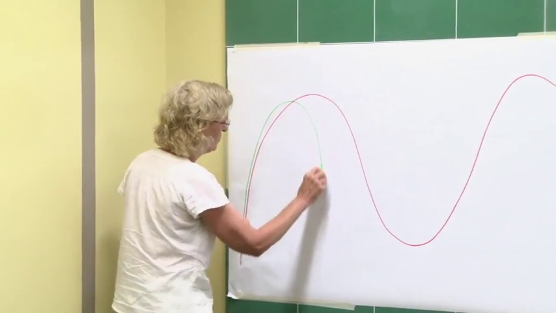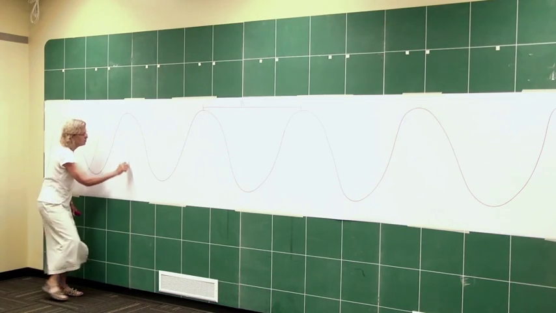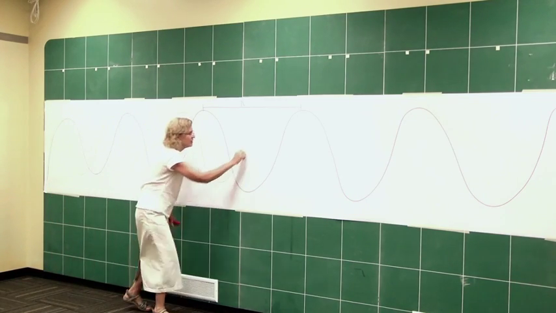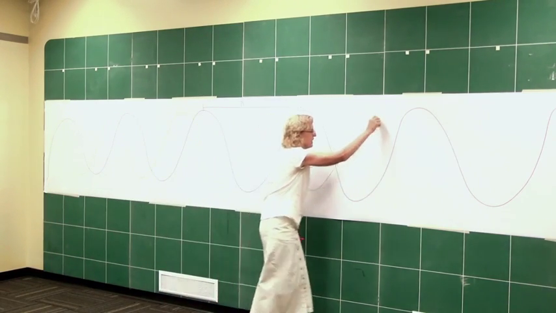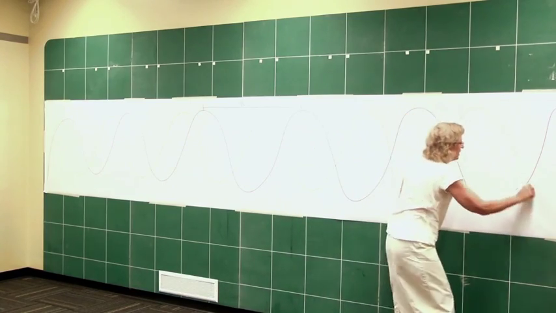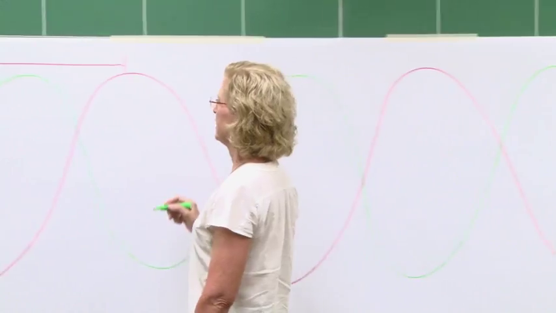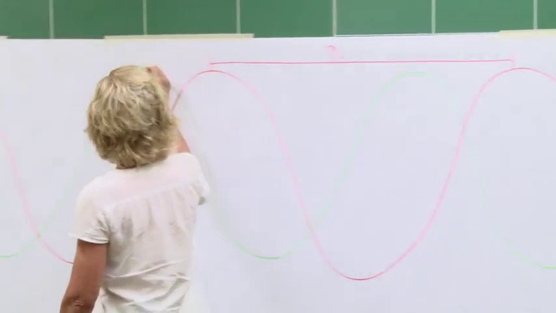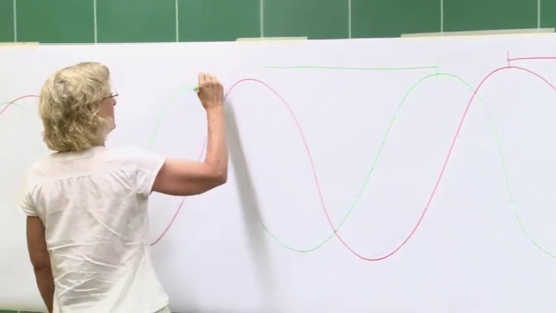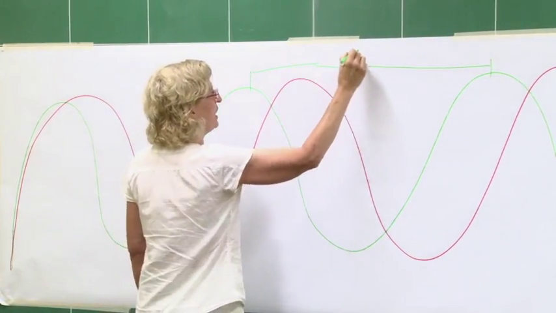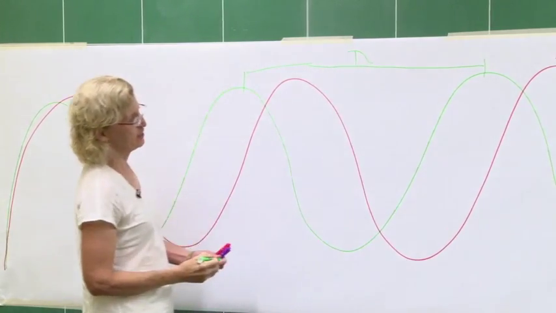So here's a green wave that's a little bit shorter, has a little shorter wavelength. Okay. And you can see that has a little bit shorter wavelength. If we make a line from the top again to the top of the next one, that green wavelength is a little bit shorter.